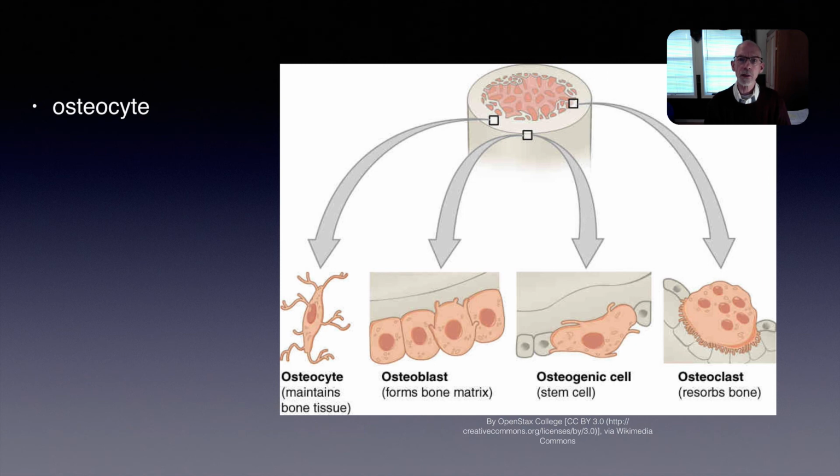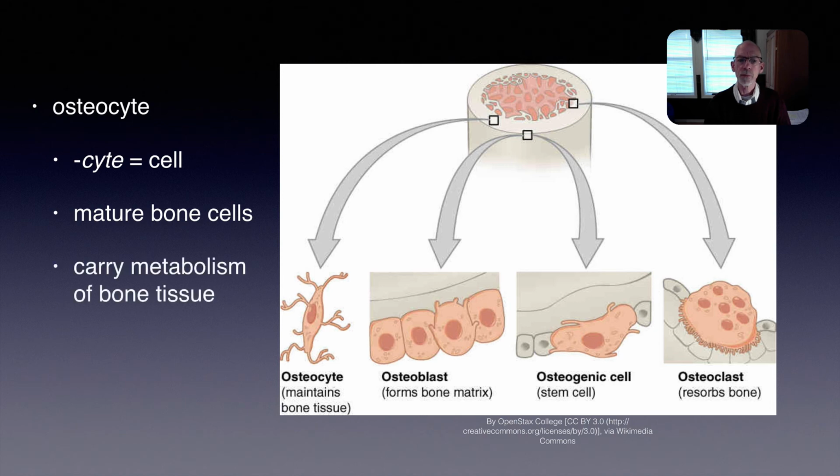Let's now take a look at osteocytes. The root word cyte means cell, and this is a very important root word that I think you should always remember. So, in other words, osteocytes are mature bone cells. They're completely surrounded by the extracellular matrix, and they're carrying out just the everyday metabolism of bone tissue. That is, they're taking on oxygen, they're giving off CO2, they're doing the same kinds of things that all cells of the body perform. These are located in the interior of bone, and we'll see specifically where they are located in just a few minutes.